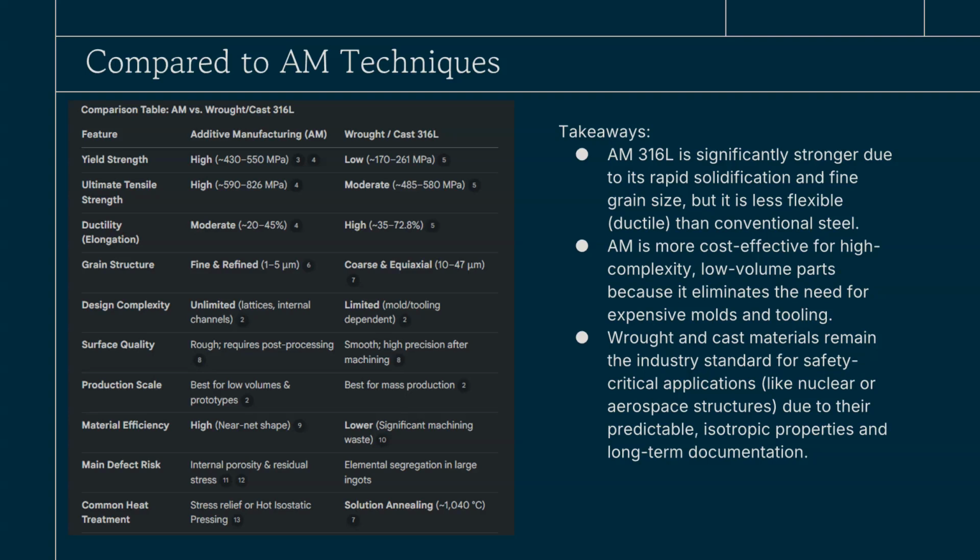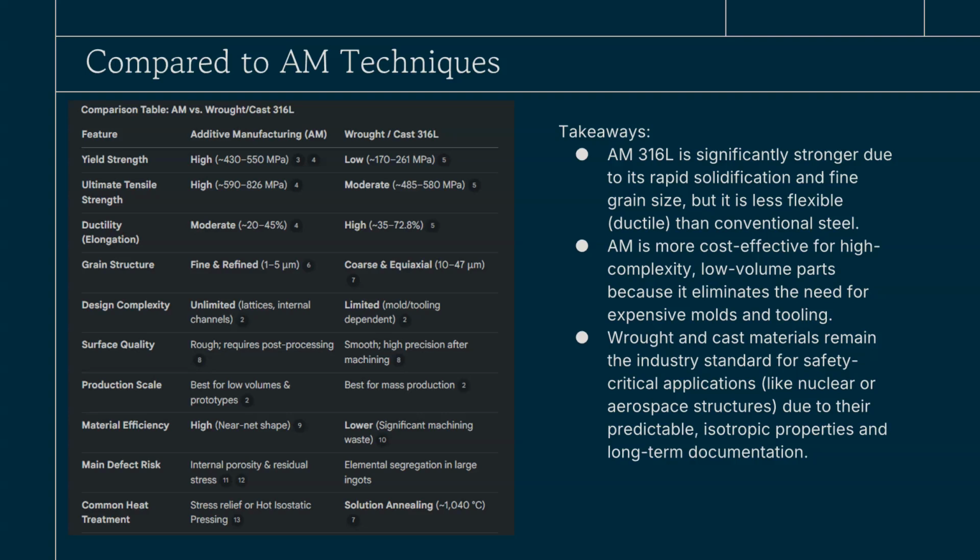Compared to additive manufacturing techniques, the yield strengths of Wrought and cast are usually lower, the ultimate tensile strength is moderate, but the ductility is higher, which is superior to additive manufacturing. The grain structure is coarse and equiaxed, and the design complexity is limited compared to additive manufacturing. Surface quality of Wrought and cast 316L is usually smoother and higher precision. The production scale of Wrought and cast 316L is better for mass production, while additive manufacturing is better for lower volume production. The material efficiency is lower for Wrought and cast 316L.